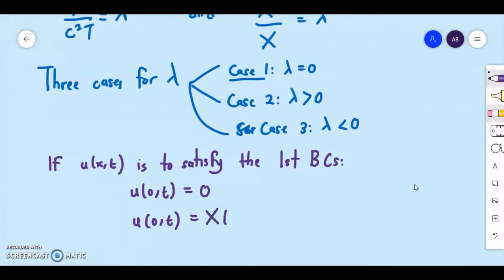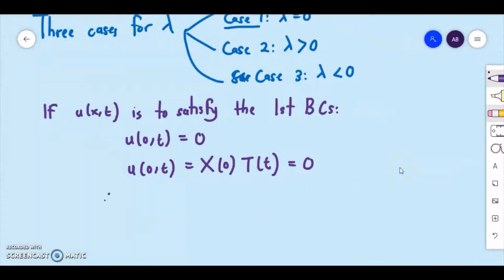u(0,t), when x is 0, that will give me 0 for all time. That means that since this function T is changing with time, the only possibility that this can be true is if X(0) equals 0. This is going to be our new or updated boundary condition.